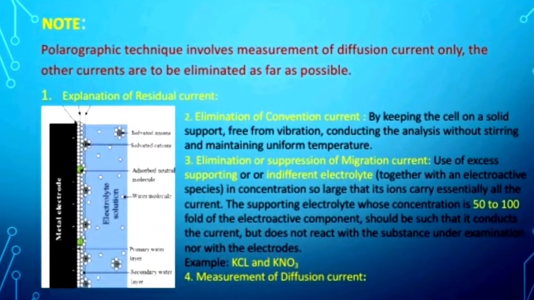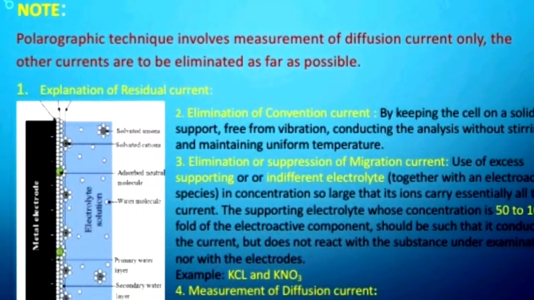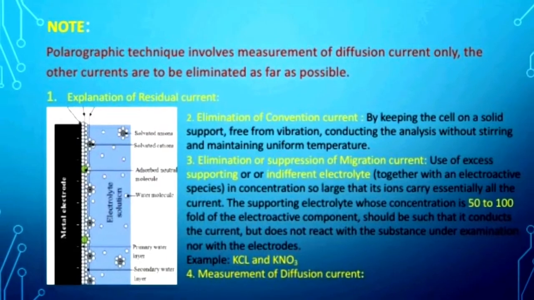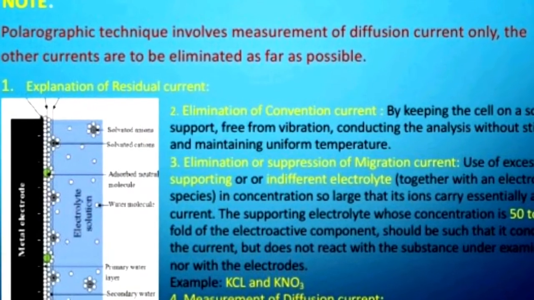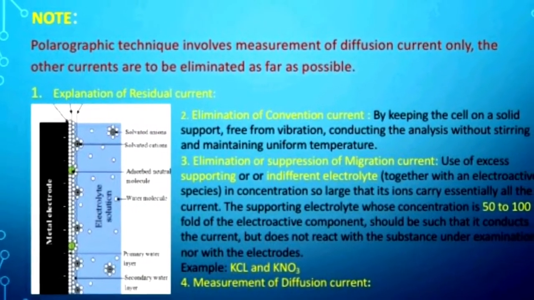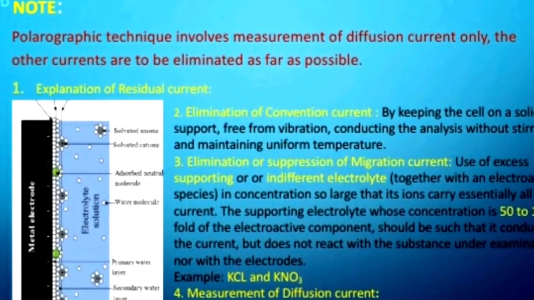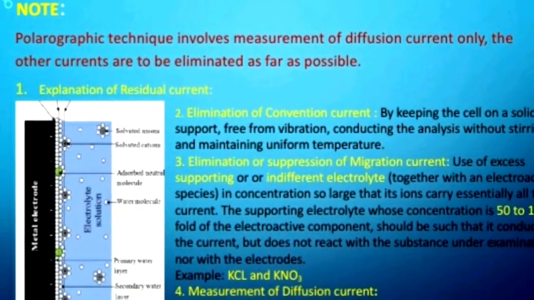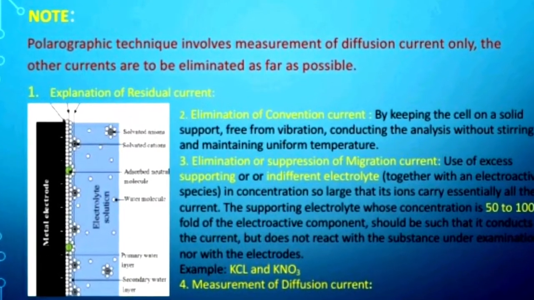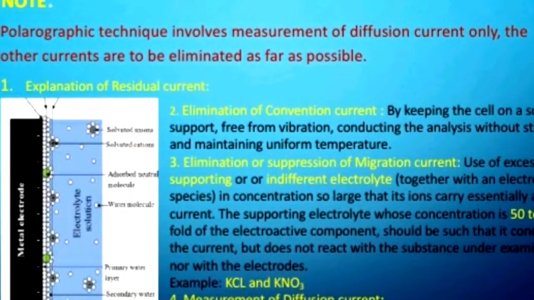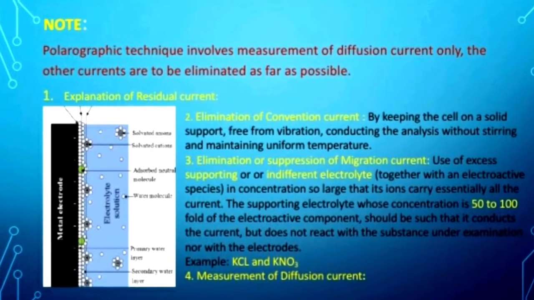A correction must be made for the residual current in order to obtain the true diffusion current of an electroactive material. Let's look at the elimination of convection current. Since convection current is mainly due to the difference in density and temperature of the analyte, we should keep the cell on a solid support that is free from vibration. Or otherwise, the analysis has to be conducted without stirring and maintaining a uniform temperature. When these conditions are followed, we can easily avoid or eliminate convection current.